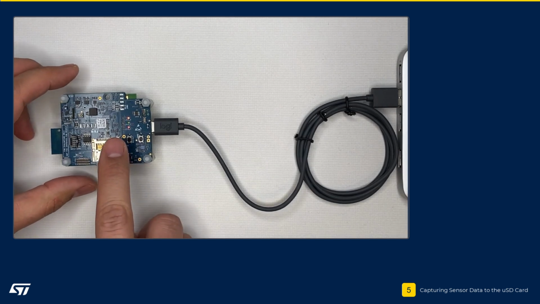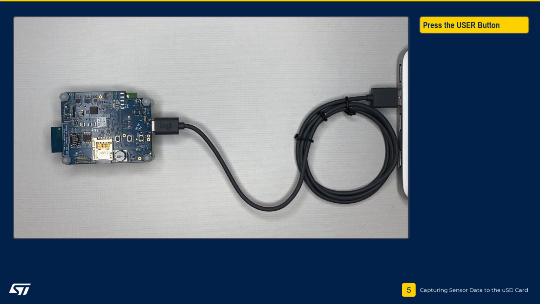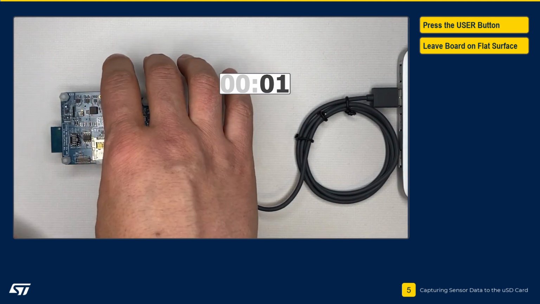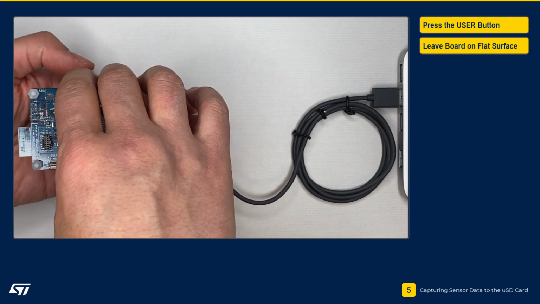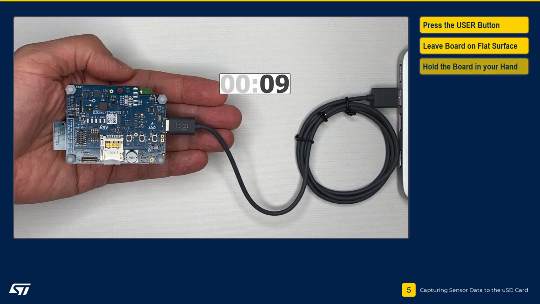Once the green LED resumes blinking, press the user button to start the data capture process. Leave the board motionless on a flat surface for 10 seconds. Next, slowly pick up the board and hold it still in the palm of your hand.